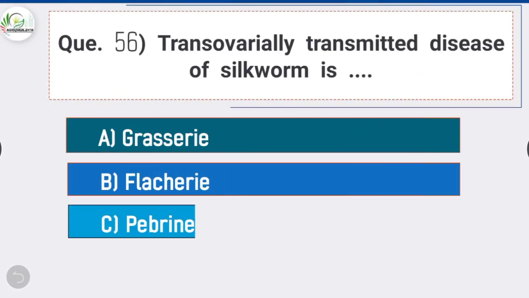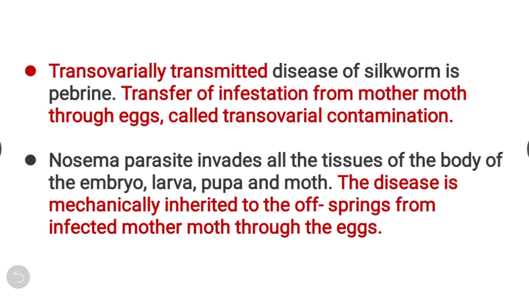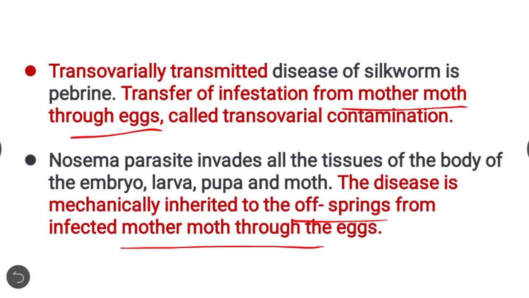Question number 56. Transovarially transmitted disease of silkworm is, and the correct answer is pebrine. Transovarially transmitted disease of silkworm is pebrine. Transfer of infestation from mother moth through eggs is called transovarial contamination. Nosema parasite invades all the tissues of the body of the embryo, larva, pupa and moth. The disease is mechanically inherited to the offspring from infected mother moth through the eggs.